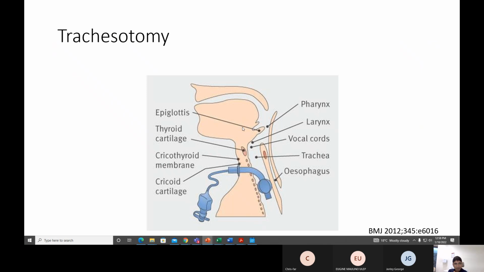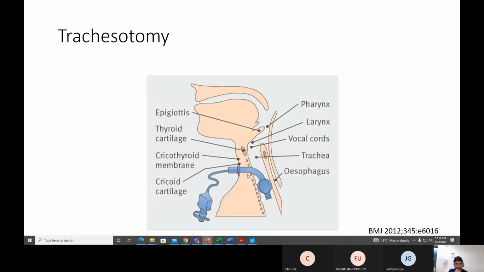You can see the anatomical area, like there is the thyroid cartilage, and then there is the cricoid cartilage, and then the tracheal rings start. And usually the tracheostomy hole is made between the second and fourth tracheal rings. So not the first one, but the second, third, or fourth rings. In that area, the surgeon makes a hole, and then inserts a tube.